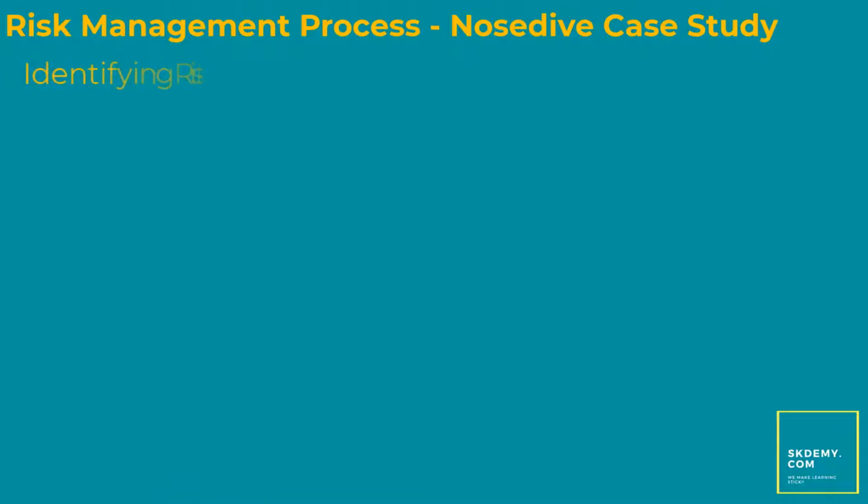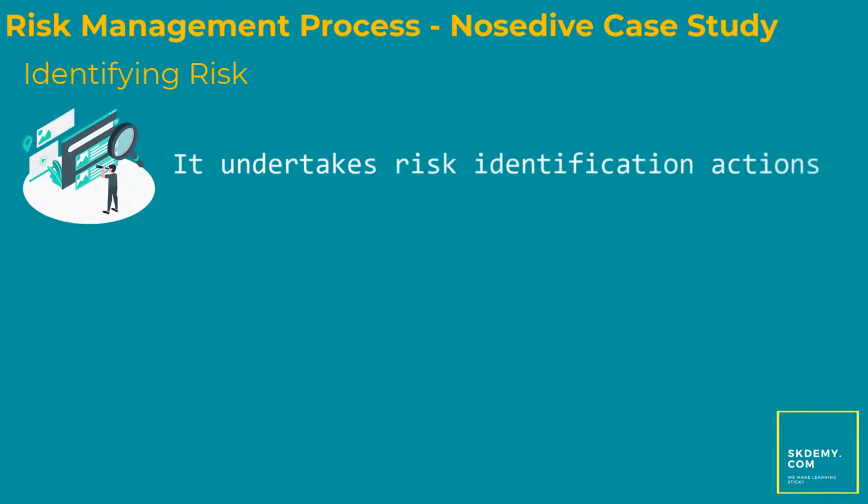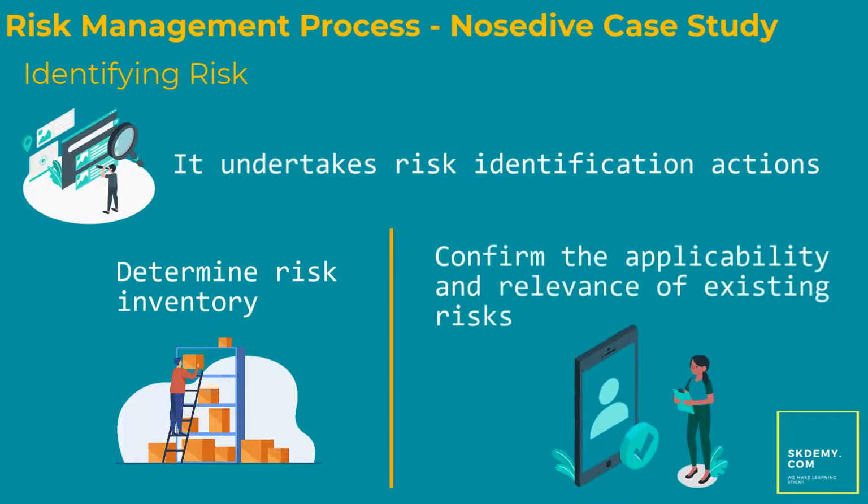Identifying risk. The organization's strategies and business objectives are met by new risks, as we have seen all along, that arise and change. So, it undertakes risk identification actions to first determine the risk inventory. What are the risks that are possibly going to affect the organization? And then confirm the applicability and relevance of existing risks.